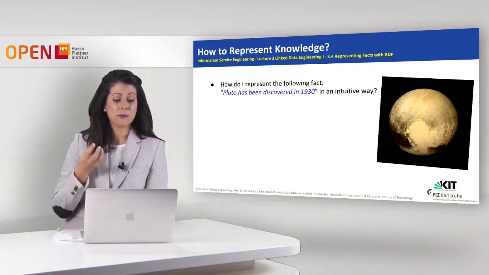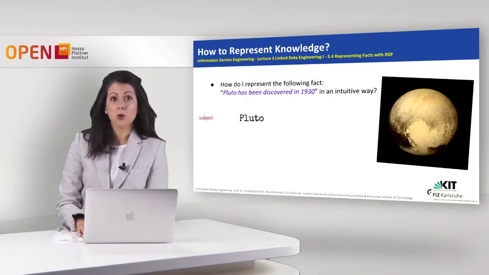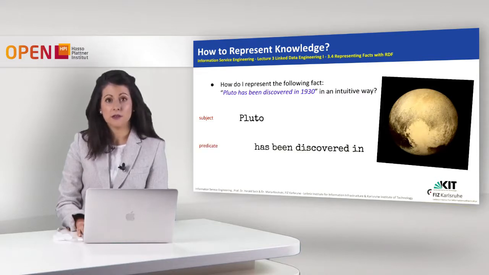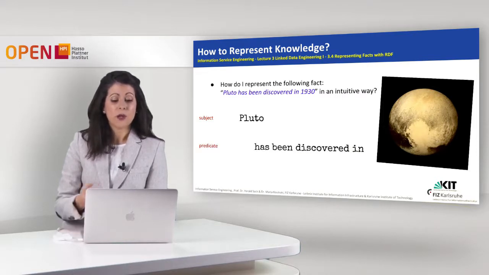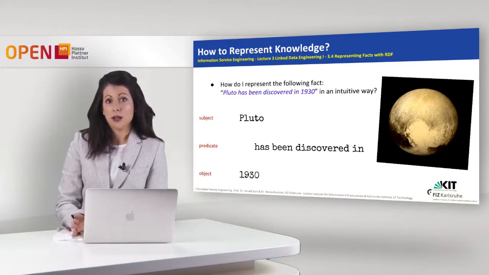We can start by splitting the sentence into meaningful parts. So the first part we can have out of this sentence is Pluto. We can say that this is a subject. Then the next part is "has been discovered in", which means what happened to Pluto, since Pluto was our first component here. And this is called predicate. And then we have 1930, the last component from the sentence, which we'll call object.